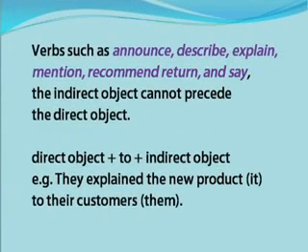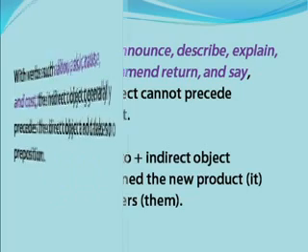With verbs such as announce, describe, explain, mention, recommend, return, and say, the indirect object cannot precede the direct object. Sentences follow pattern A above. Direct object to indirect object. Example, they explained the new product to their customers. They explained it to them.